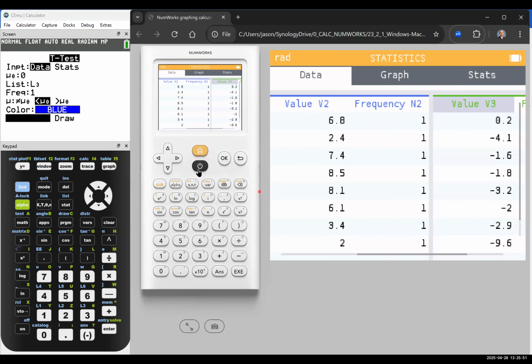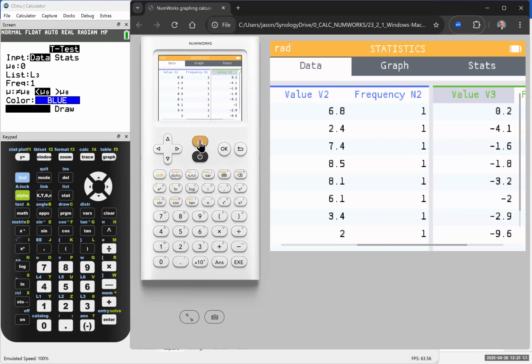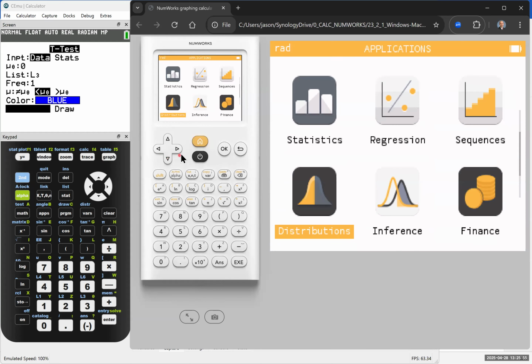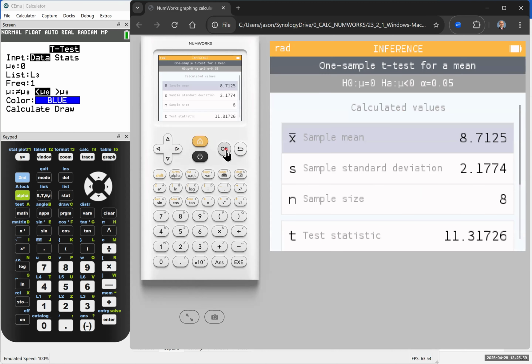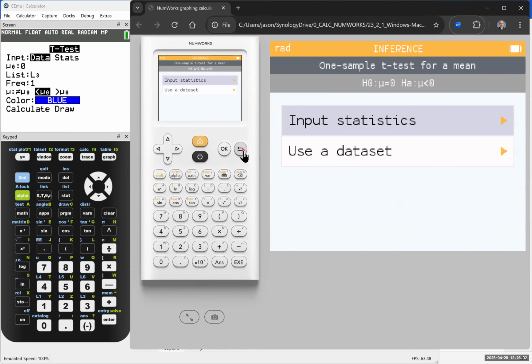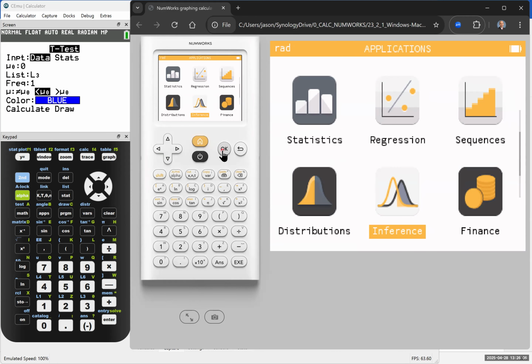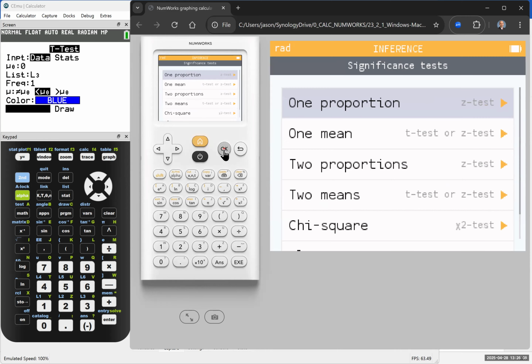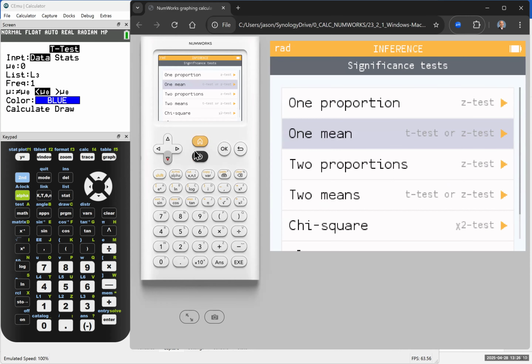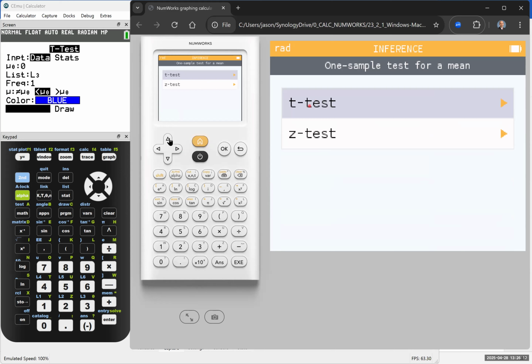Let's go to the NumWorks calculator. Let me click on Home, and then I want to go to Inference. Now I may have to backtrack here. Let me see. Yes, I do. Okay, so let me backtrack to the beginning. If I click on Inference, I want to go to Tests, 1 mean, and then t-test.